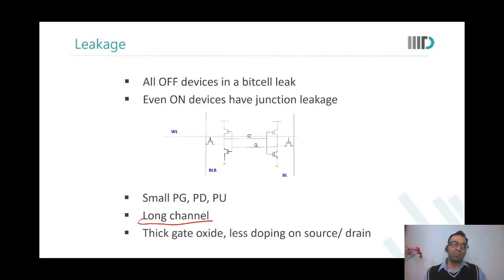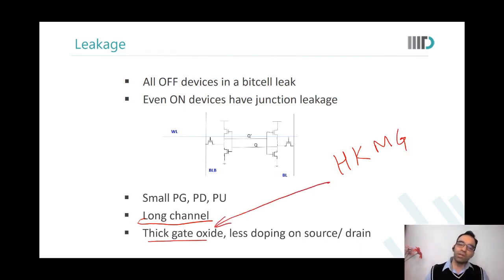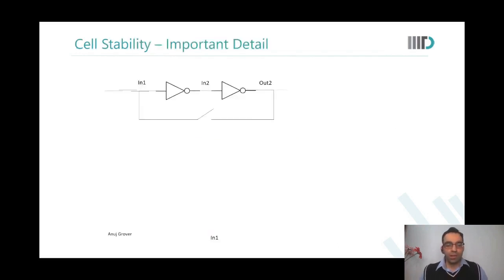In the high K metal gate technologies, the requirement of thick gate oxide usage has reduced a bit, but even then, even for a high K metal gate stack, if you use a thick gate oxide, you can reduce leakage a bit because of reduced tunneling. Okay. Any questions still here?